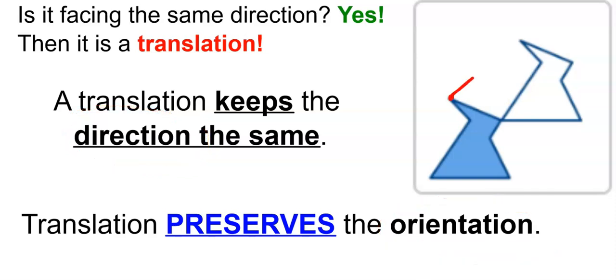You'll notice I can draw a line from each starting point to its ending point, and the lines will always be the same exact distance. That is a translation.